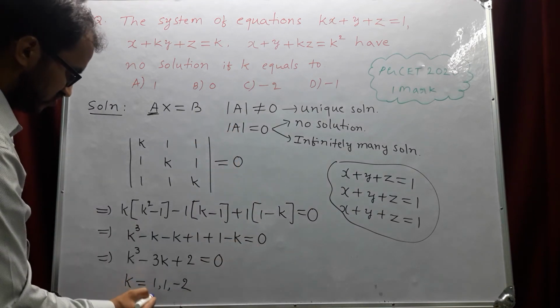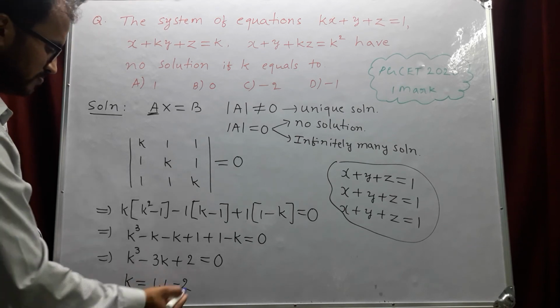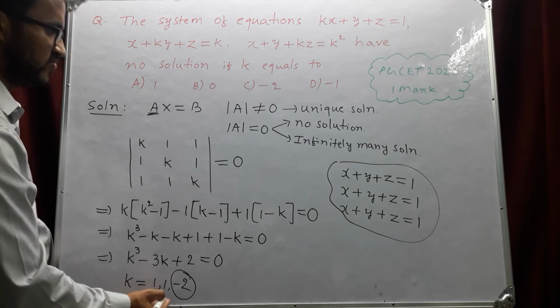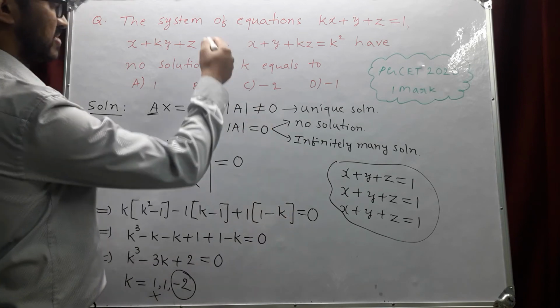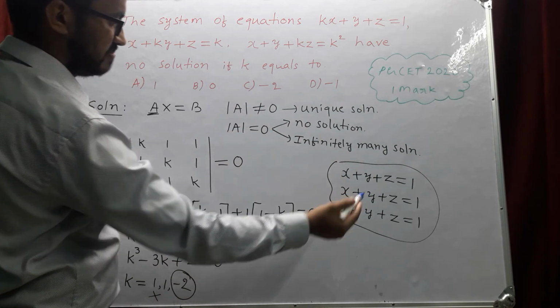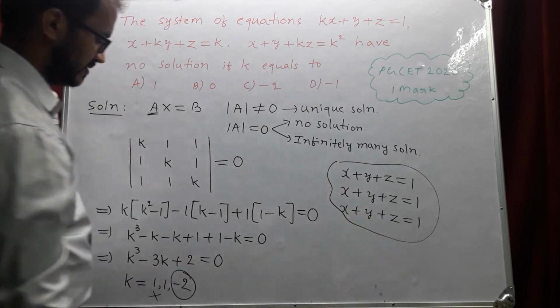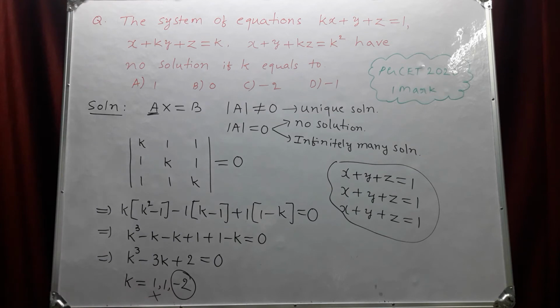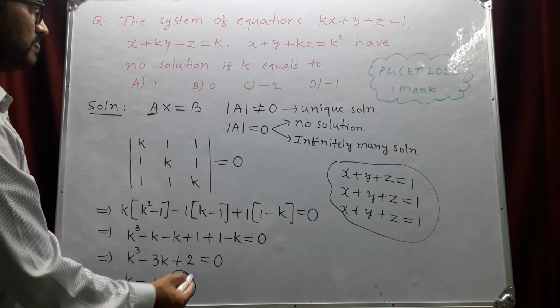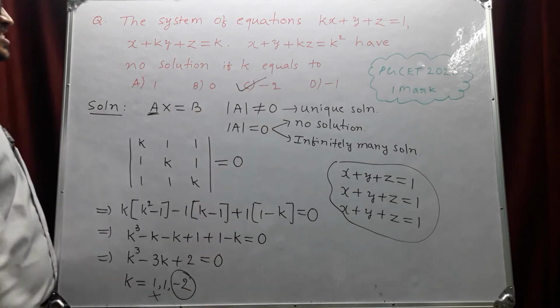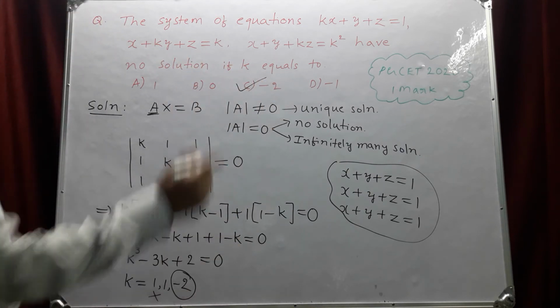So x is equals to 1 is not possible. So the possible is when k is equals to 1, what happens? The system of equation have infinitely many solutions because all equations are same. So the required answer is k is equals to minus 2. When k is equals to minus 2, the system of equations have no solution.